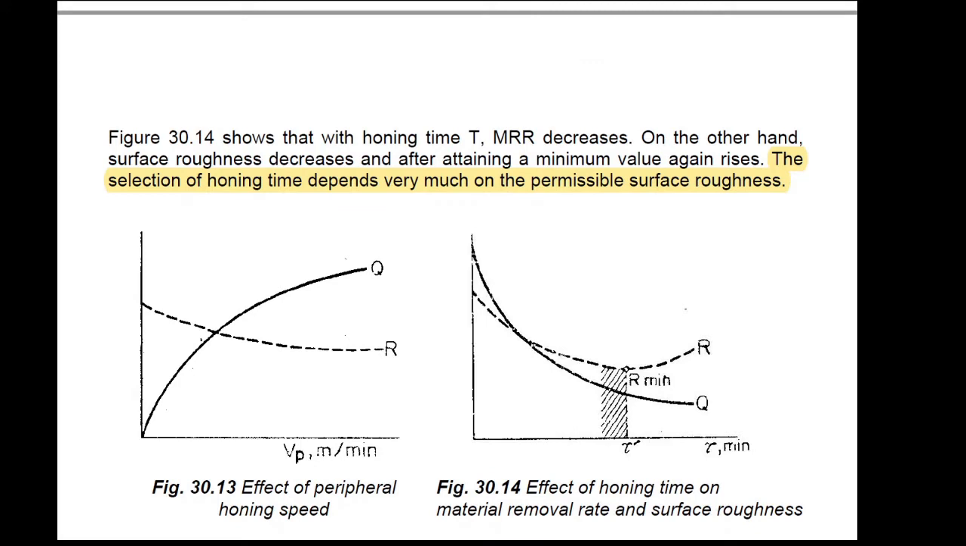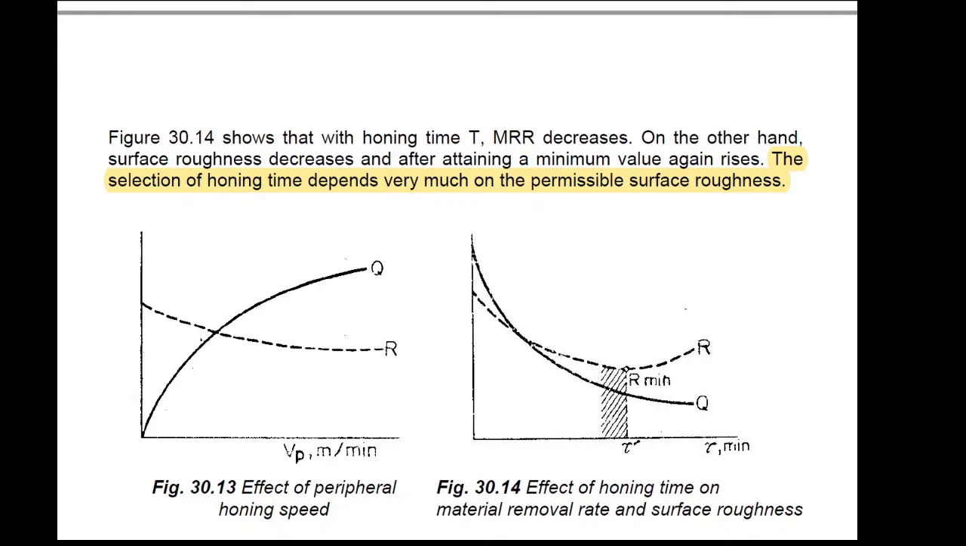Next is the effect of peripheral honing speed, that is the tangential velocity of the honing tool. If this peripheral honing speed is increased, the material removal rate increases. At the same time, there will be a reduction in the surface roughness. So increasing the peripheral honing speed has more advantages.